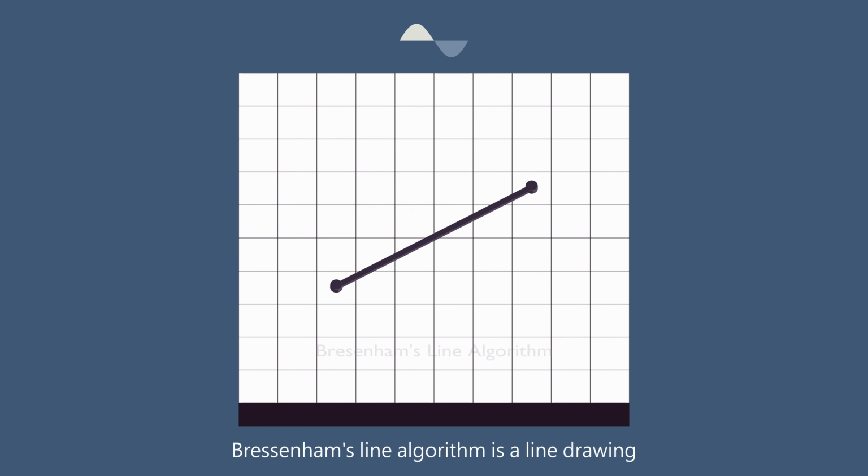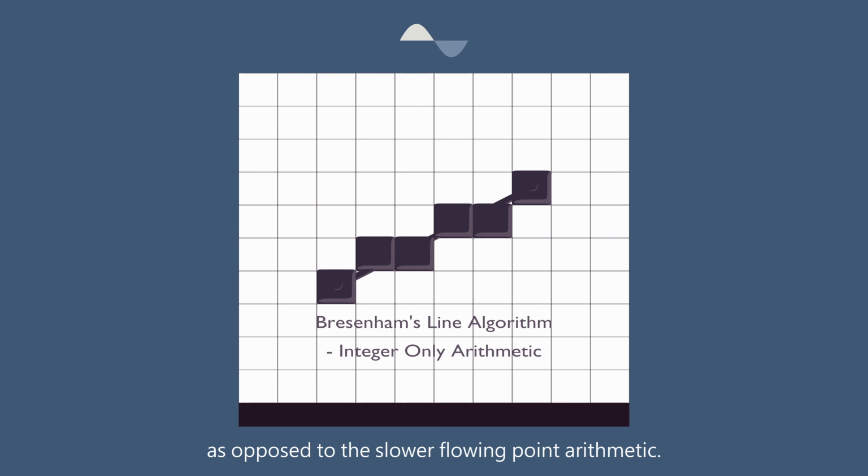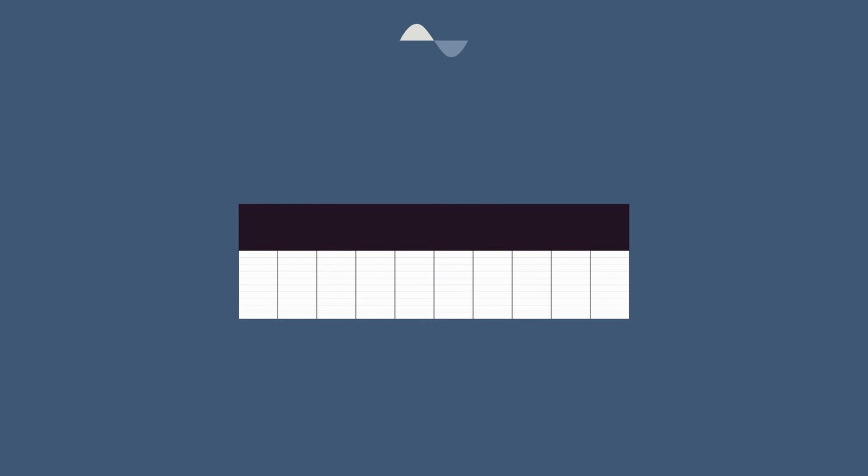Bresenham's line algorithm is a line drawing algorithm developed by Jack Elton Bresenham. The algorithm takes 2 points and traces a line between those 2 points onto a grid. It is renowned for its efficiency due to its utilization of faster integer arithmetic as opposed to the slower floating point arithmetic. So how about we delve into how the algorithm works and how it's derived.